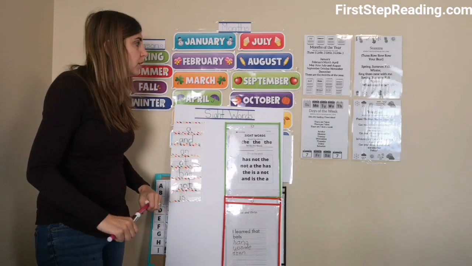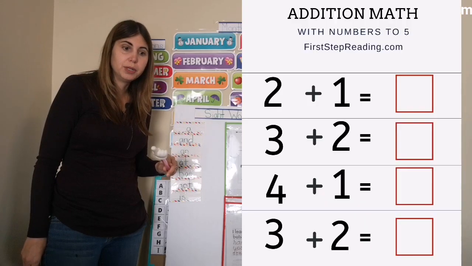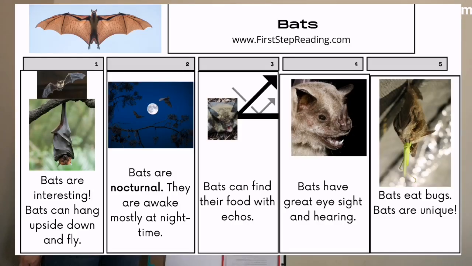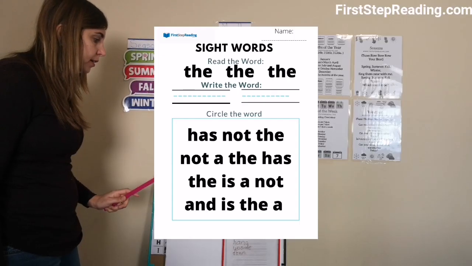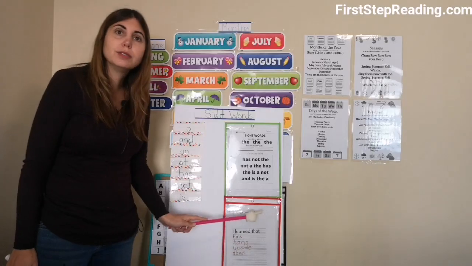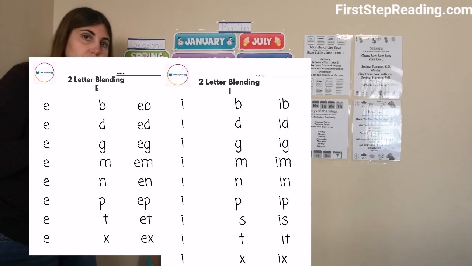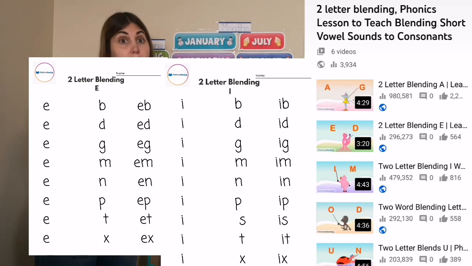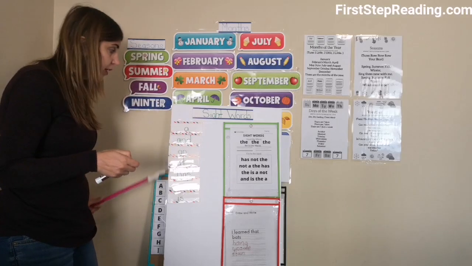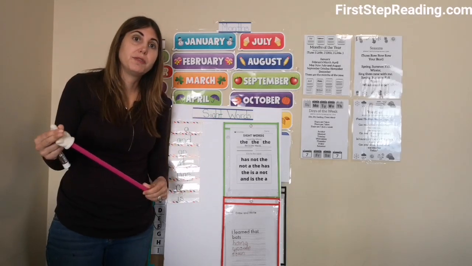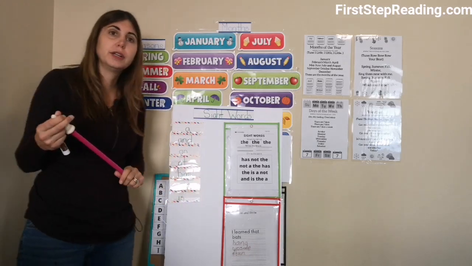So today we went over addition with numbers. We went over bats, nocturnal, the sight word the, some practice writing, and two-letter blending. Please practice your blending. Watch the two-letter blending videos. You can watch your sight word videos, and please practice. Those are very important steps to learning to read sight words and two-letter blending.